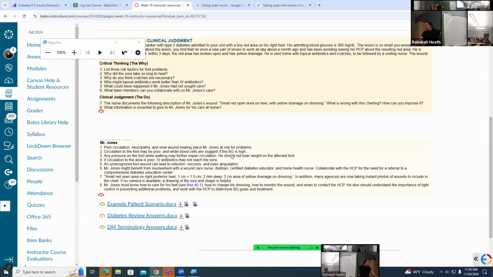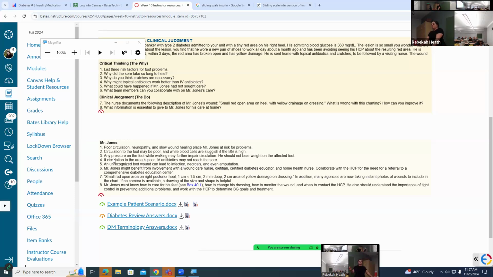We talked about crutches, right? We don't want him to bear weight. And then I like what this said too about IV antibiotics. If the circulation isn't very good, even if it's in the bloodstream, it might not be getting to that wound as well as we want it to. Kind of a different way of thinking about that. An unrecognized foot wound can lead to infection, necrosis, and even amputation. Mr. Jones might benefit from wound care, a dietitian, a diabetic educator, a home health nurse, and a healthcare provider for referral to a diabetes education center.